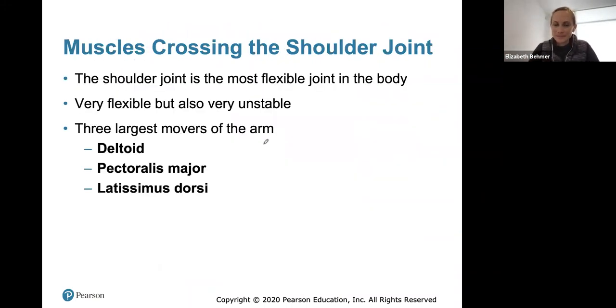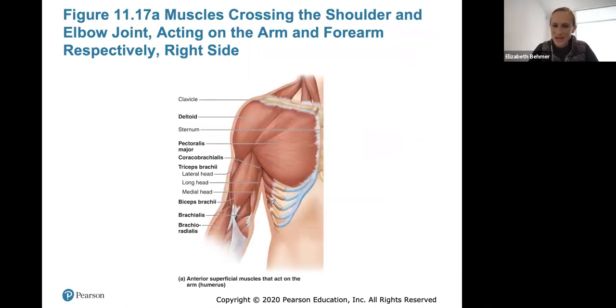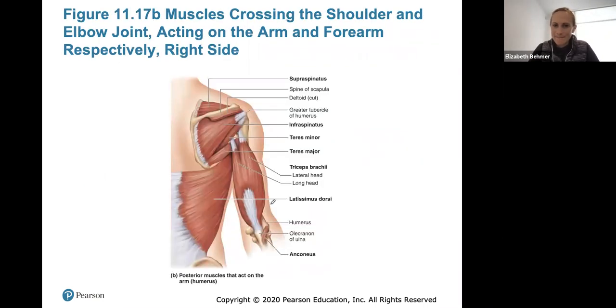We have the shoulder joint, flexible and unstable, and these are the large movers of the arm: deltoid, pec major, and latissimus dorsi, shown here. And then from a posterior view, supraspinatus lies in the superior fossa of the scapula, and infraspinatus lies below that. Then we have the teres minor muscle shown here, and the teres major muscle is below that.